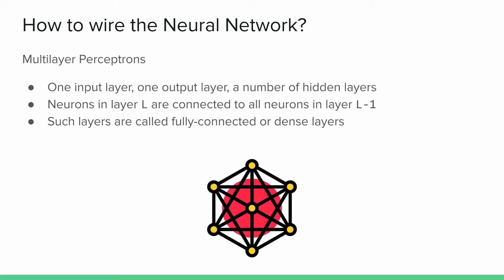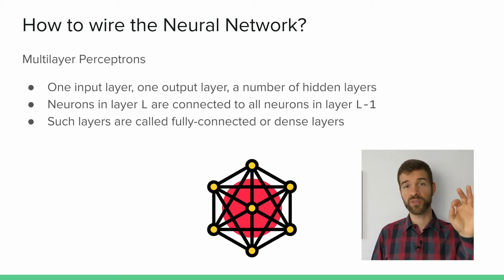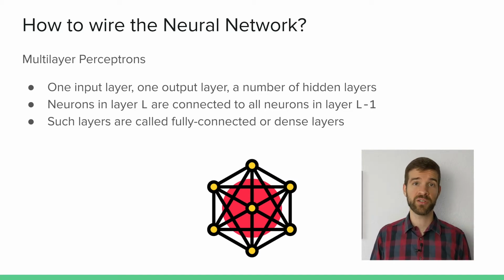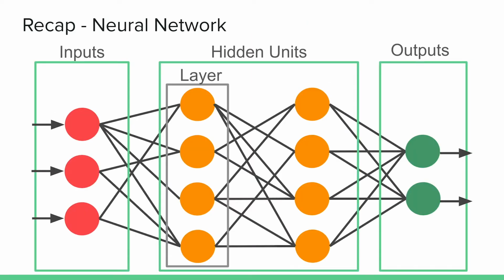So if we have a neural network, a multi-layer perceptron would be the following. We have one input layer, one output layer, and a number of hidden layers in the middle. And now all of the neurons at the same layer are connected to all neurons of the previous layer. So we had 3 inputs, and the next layer would receive inputs connected to all of these input neurons.